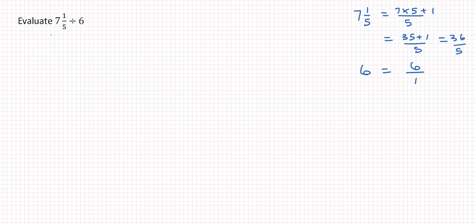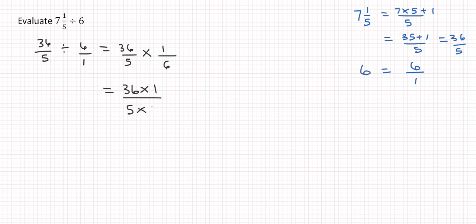Now we're going to replace these fractions with their improper fractions. 7 and 1/5 is 36 over 5 divided by 6 over 1. So now we leave the fraction to the left, 36 over 5. The fraction to the right, we flip. So that means we change the positions of the numerator and denominator values. And now we change the division sign to a multiplication sign. And now we can multiply across, 36 multiplied by 1 divided by 5 multiplied by 6.